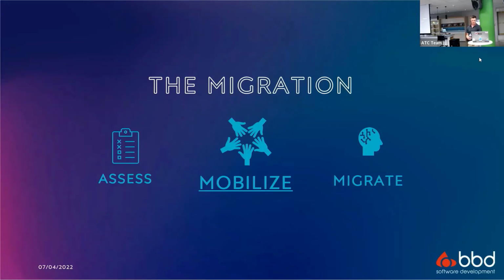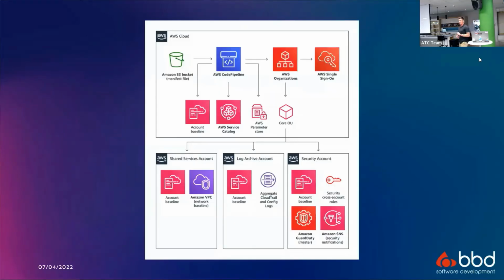Along with the mobilize phase, we establish a landing zone. So the landing zone is a well-architected multi-account AWS environment that acts and serves as a shell for our migration. As you can see on the screen, there's not many services within this environment, but this is, as I said, just the shell. It's supposed to just outline our migration.